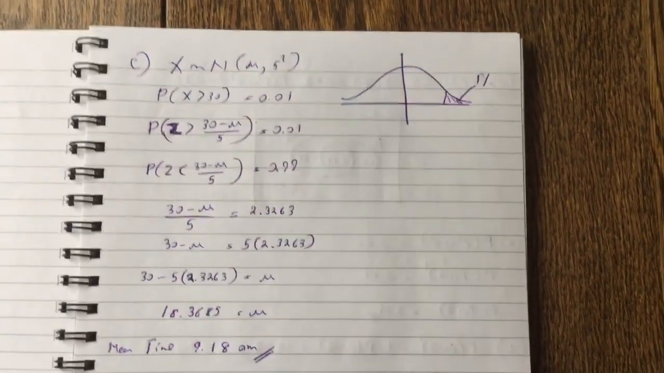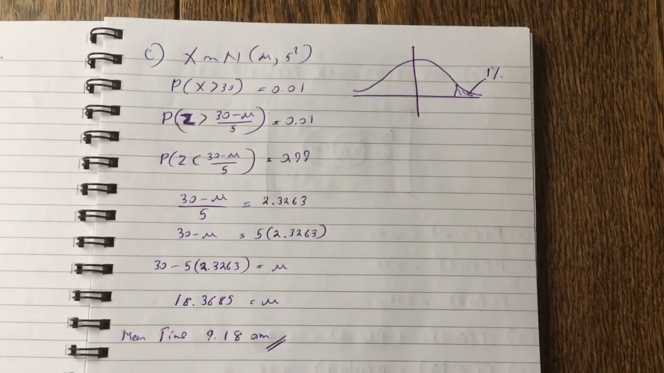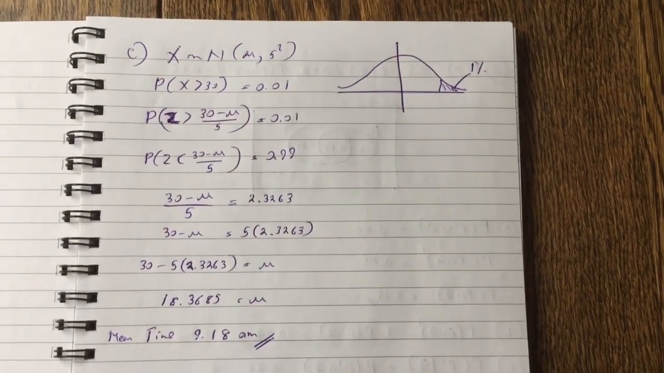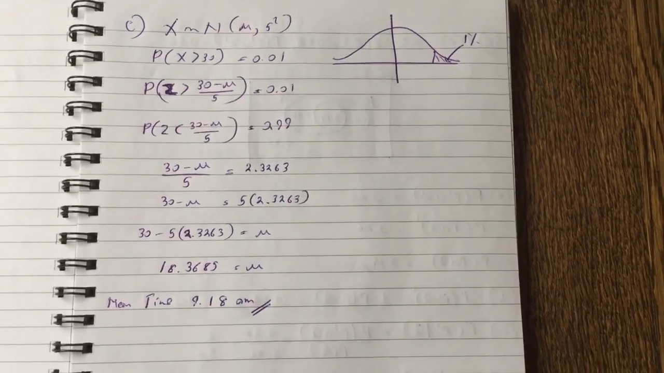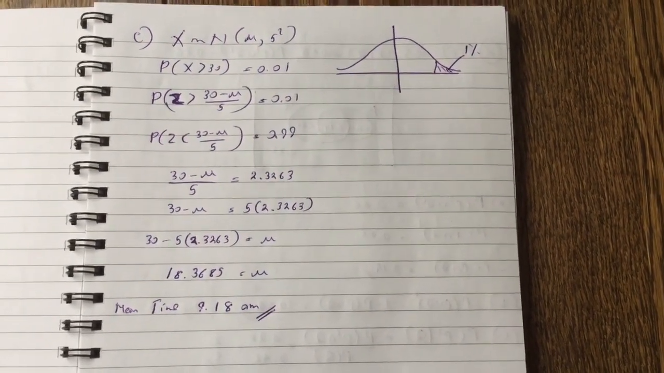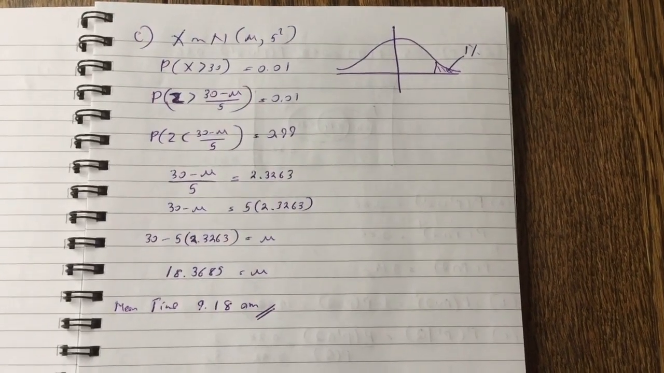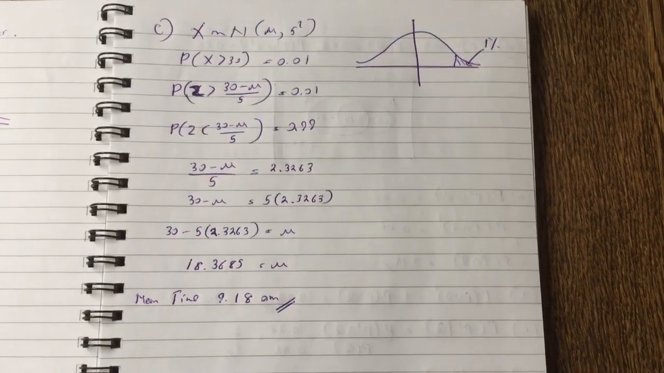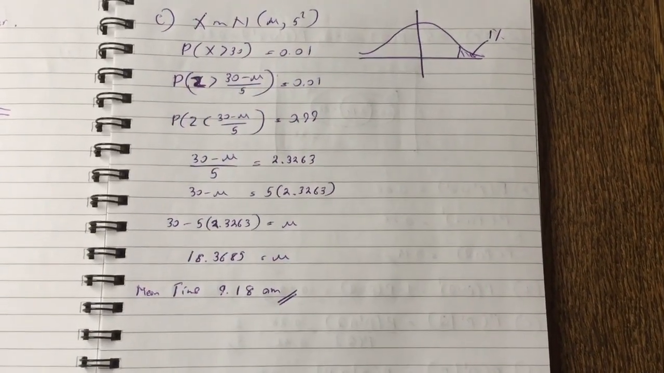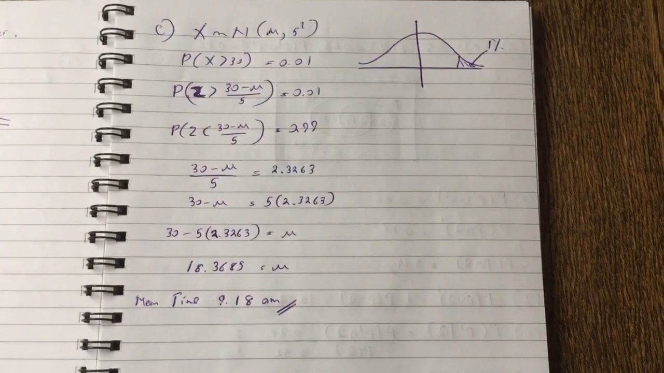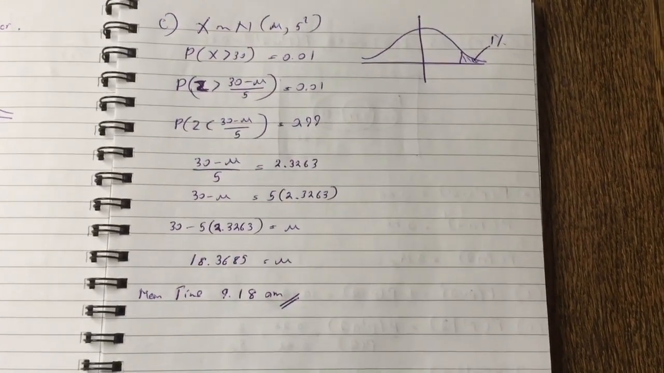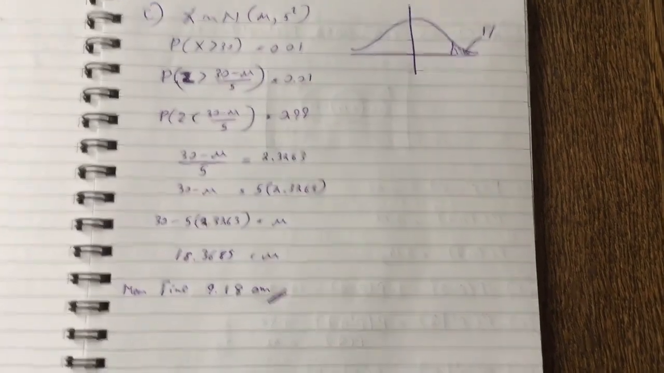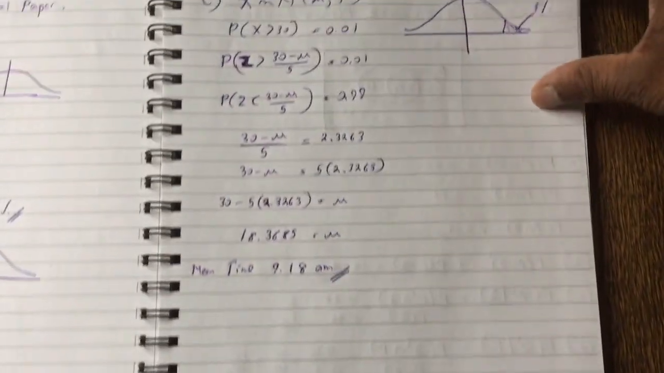Part C. We want the probability of x greater than 30 to be 0.01. So z greater than (30 minus mu) over 5 is 0.01. That means z less than (30 minus mu) over 5 is 0.99. Then you simplify the same way, and you get mu equals 18.3685. So the mean time is 9:18 a.m. That's question 1.